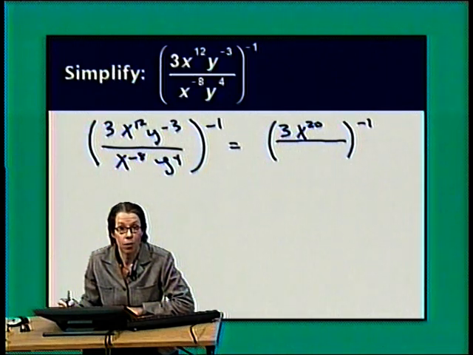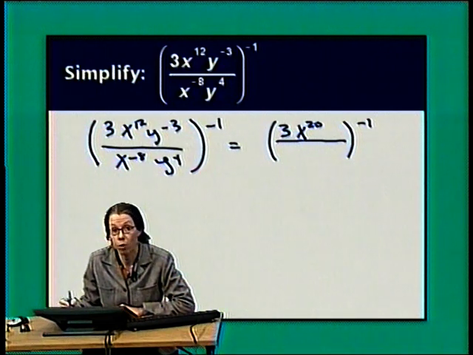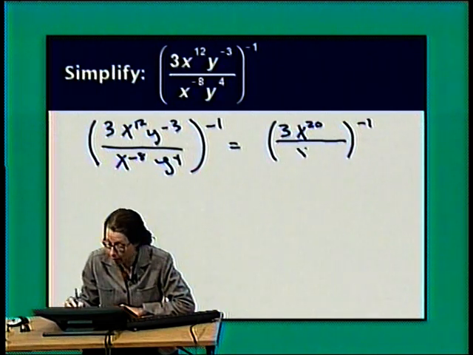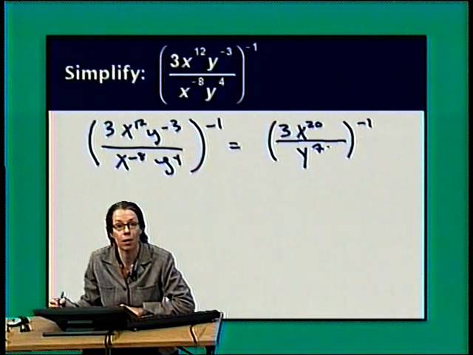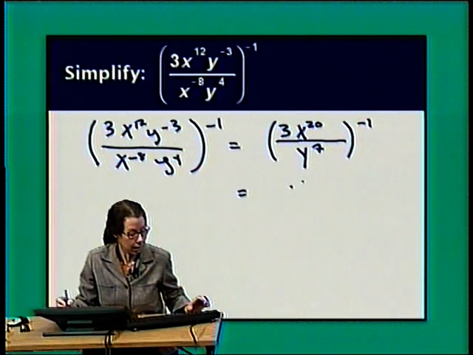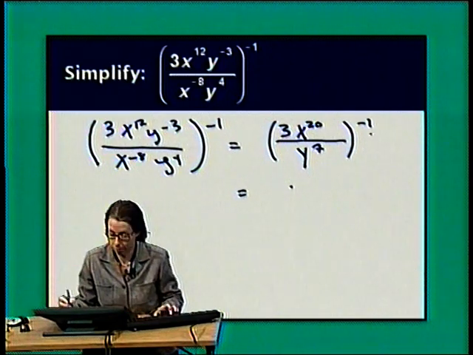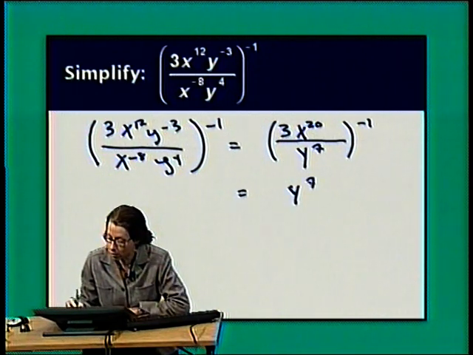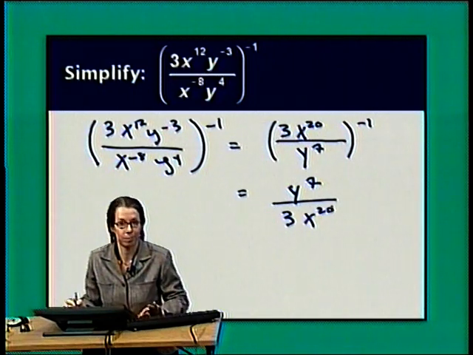Y to the negative 3 divided by y to the 4th, I could think of y to the negative 3 is giving me 3 more factors of y in the denominator, so I have y to the 7th. Now I'm going to take the reciprocal, indicated by the negative 1 exponent. So I have y to the 7th all over 3x to the 20th.